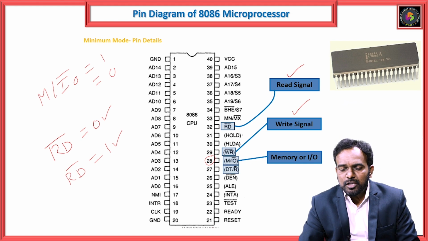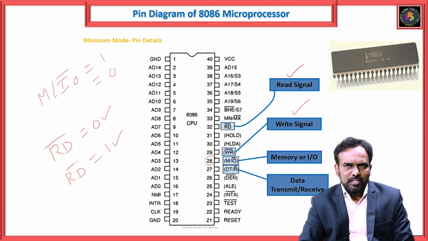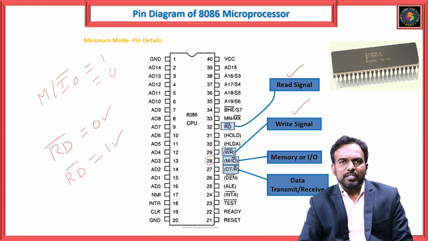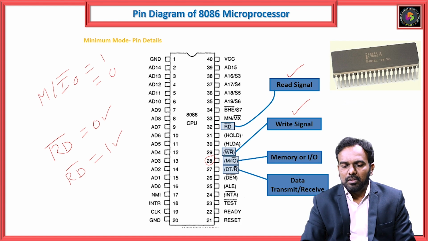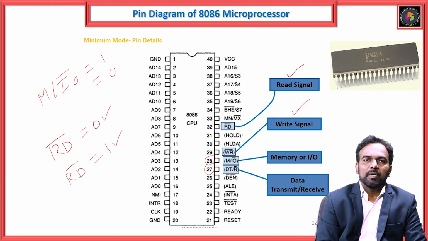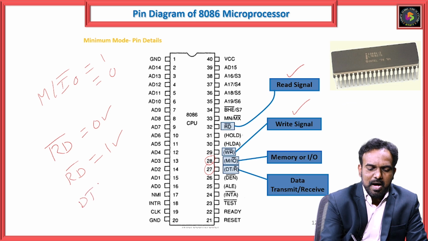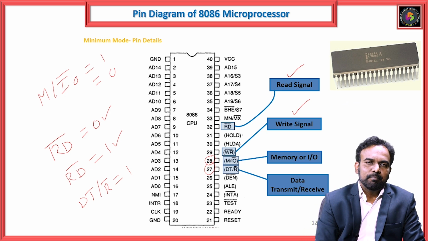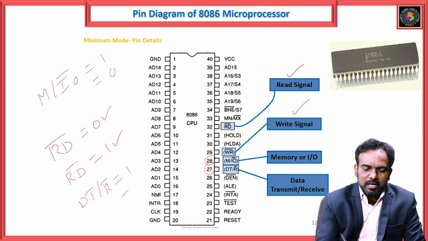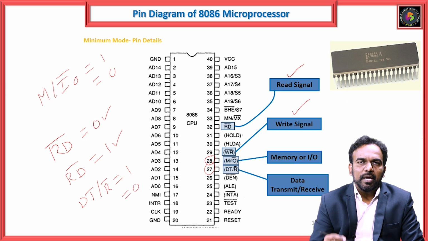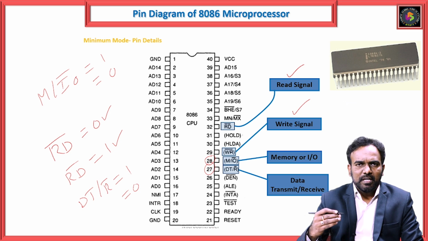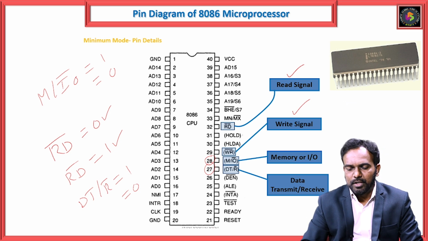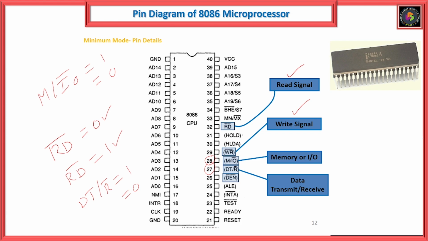For data transmission and data reception, there is one more pin available, the 27th pin. If we make DT/R bar equal to 1, we are using the 8086 microprocessor to transmit data. If DT/R bar is equal to 0, we are using the 8086 microprocessor for receiving data. In that way, we use the 27th pin.